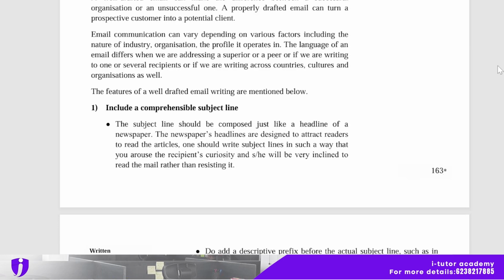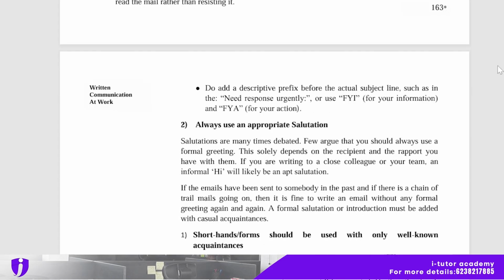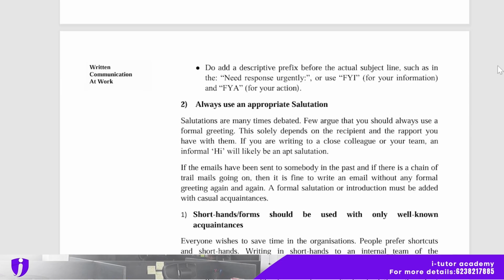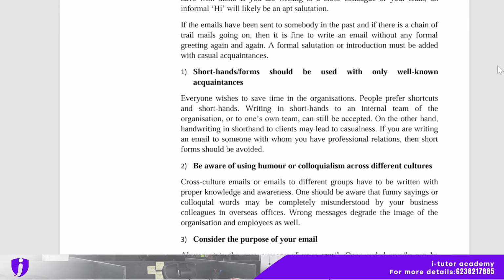The features of well drafted email writing include a comprehensible subject line, okay, and always use an appropriate salutation. The salutation is many times debated. Few argue that you should always use a formal greeting. This solely depends on the recipient and the rapport you have with them, okay. That is the salutation. And shorthand forms should be used only with well known acquaintances, and everyone wishes to save time in organizations, so people prefer shortcuts and shorthands.